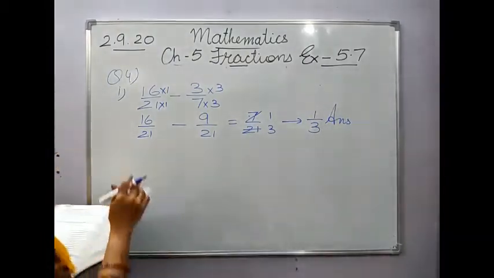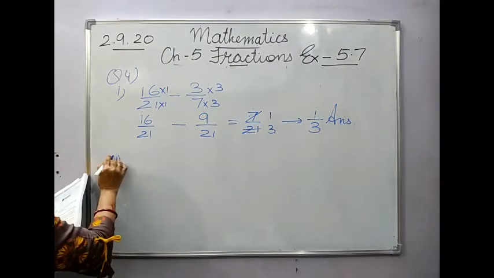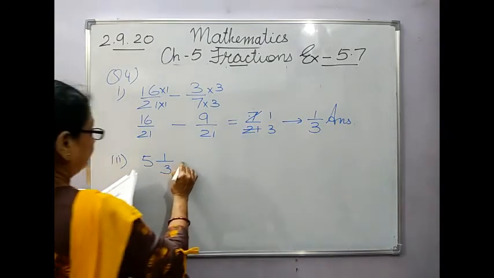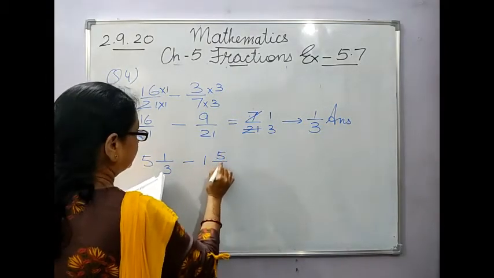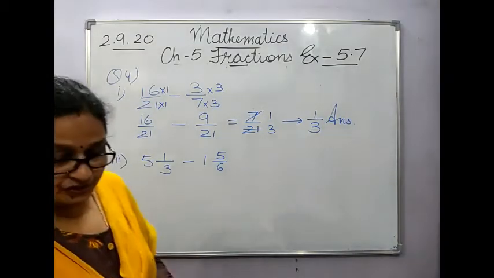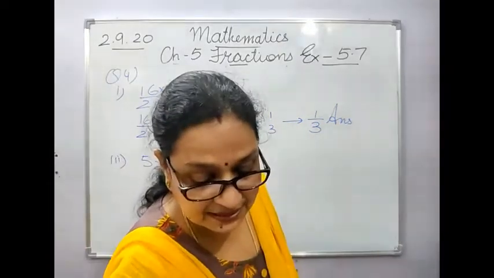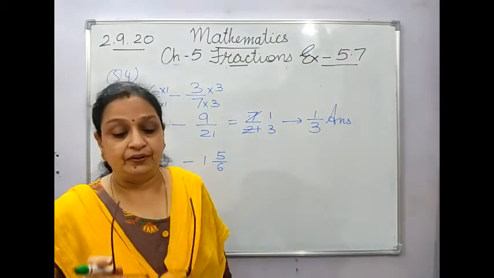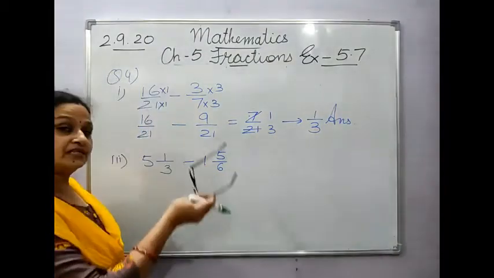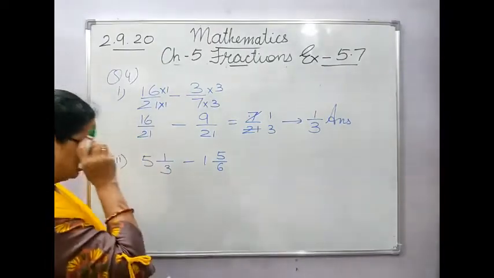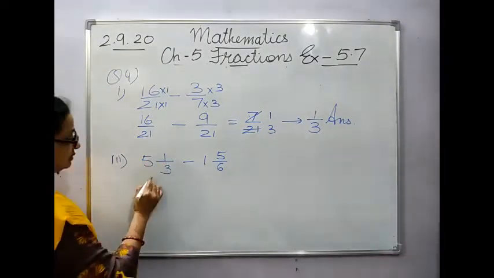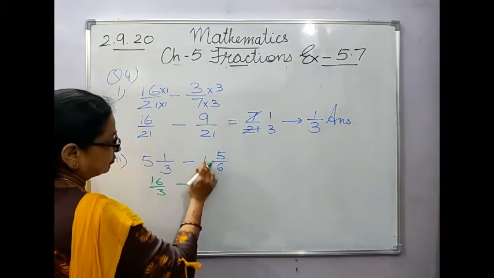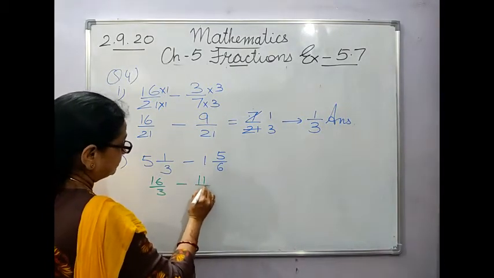I'll take the third one. 5 whole number 1 upon 3, minus 1 whole number 5 upon 6. Children, if you see, all the sums are similar. The method in all the sums is similar. You only have to see whether it's a mixed fraction or not. Okay. Now again, 5 3s are 15 and 1, 16 upon 3. 6 1s are 6 and 5, 11 upon 6.